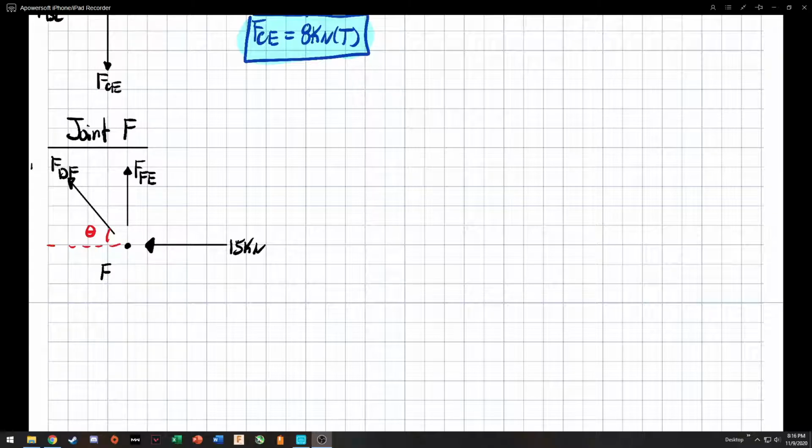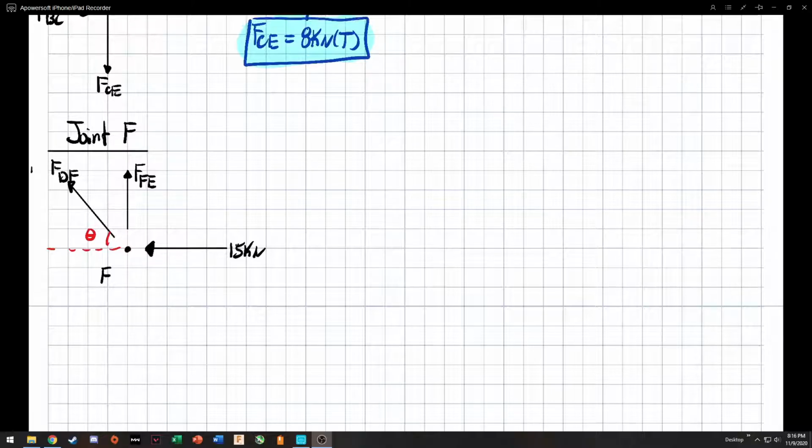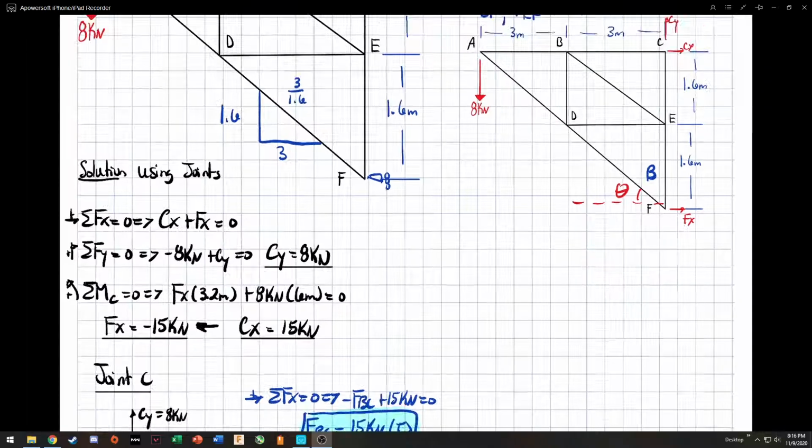Now to find theta, all we need to do is look at our triangle. Our triangle, we have 1.6 and 3, so we can find our angle right here, which is beta.